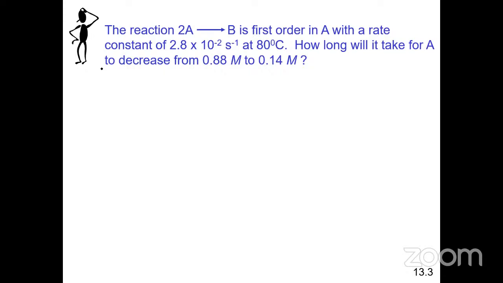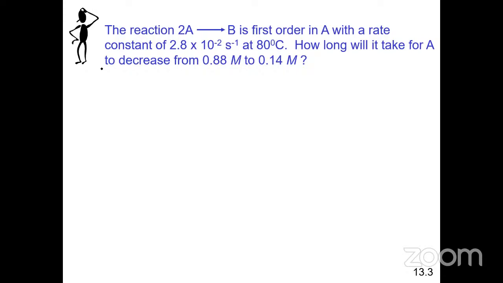So this is another example. Let's look at this one. It gives you the reaction, and it says it's first order. So they explicitly tell you it's first order, and it gives you the rate constant. And the question is asking, how long will it take for A to decrease from 0.88 M to 0.14 M?